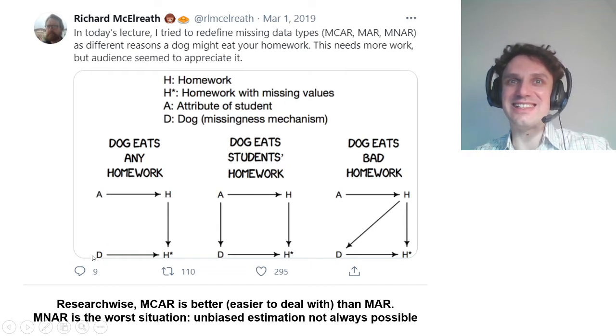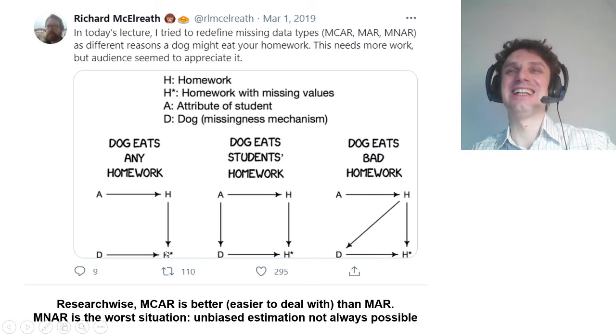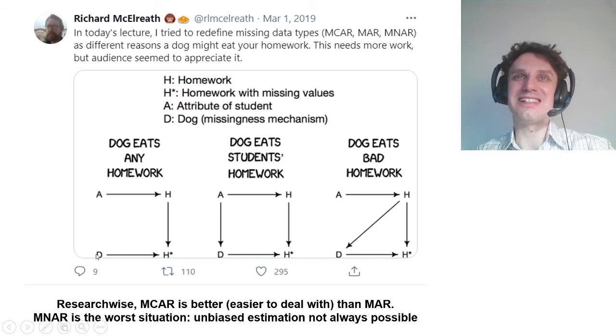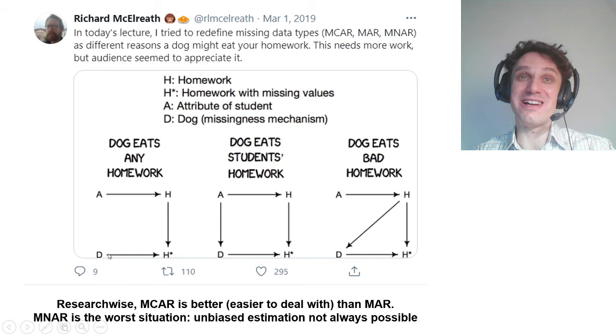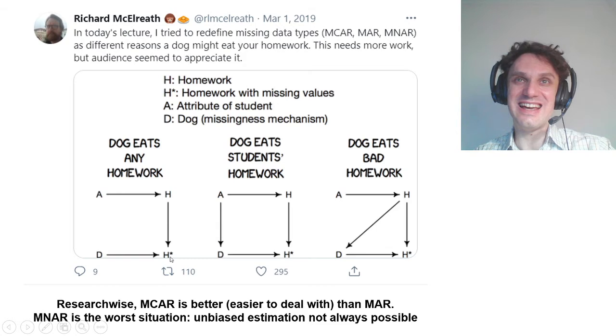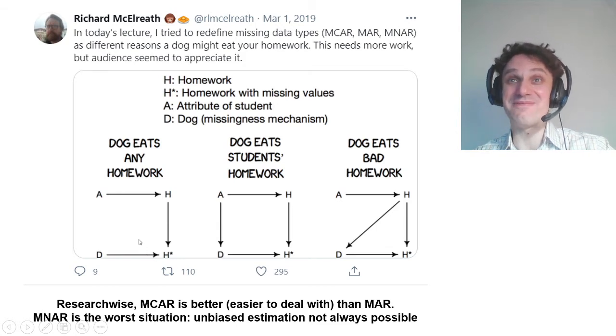And there is a missingness mechanism, which is a dog, which results in the homework results with missing parts or with missing homeworks. So if a dog eats just any homework by chance, this is completely independent of the attributes of the student, and it's missing completely at random.